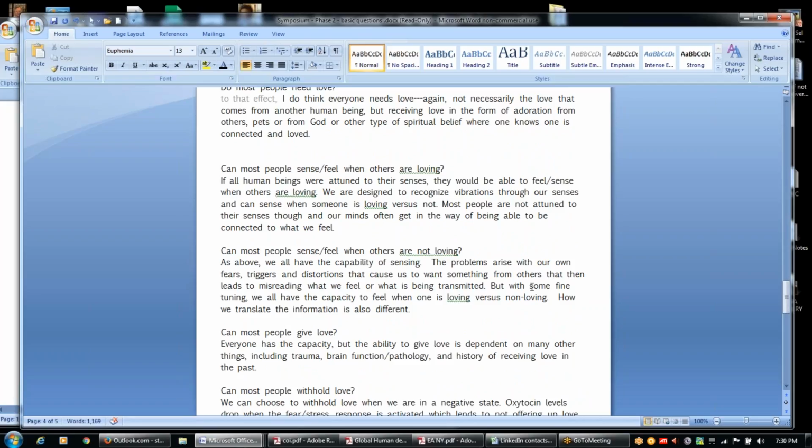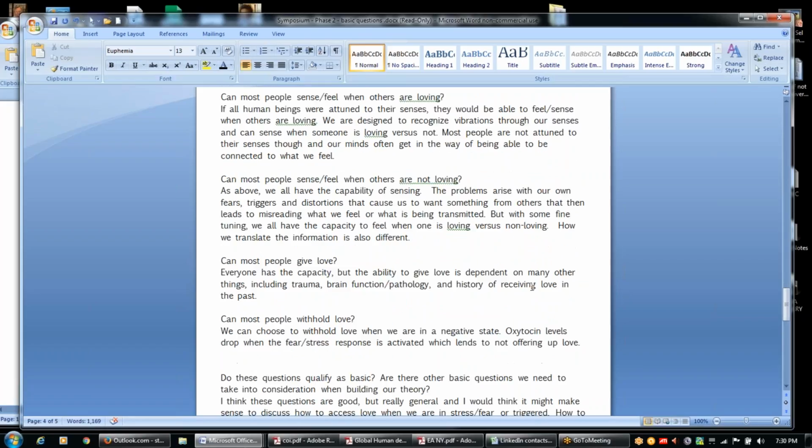Can most people sense, feel, when others are loving? If all human beings were attuned to their senses, so now we're talking about the necessity of attunement, of being aware of what we feel and sense, they would be able to feel, sense when others are loving. We are designed to recognize vibrations through our senses and can sense when someone is loving versus not. Most people are not attuned to their senses, though, and our minds often get in the way of being connected to what we feel. So that's something we're aware of in different psychotherapeutic modalities. Can most people sense, feel when others are not loving?